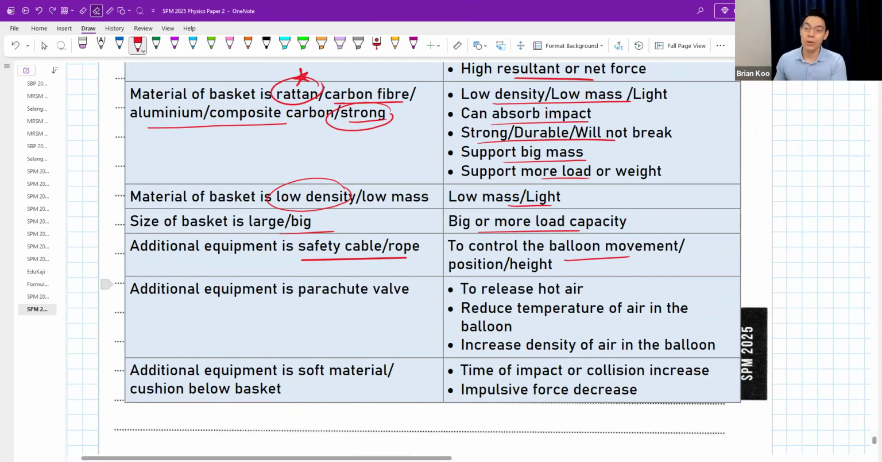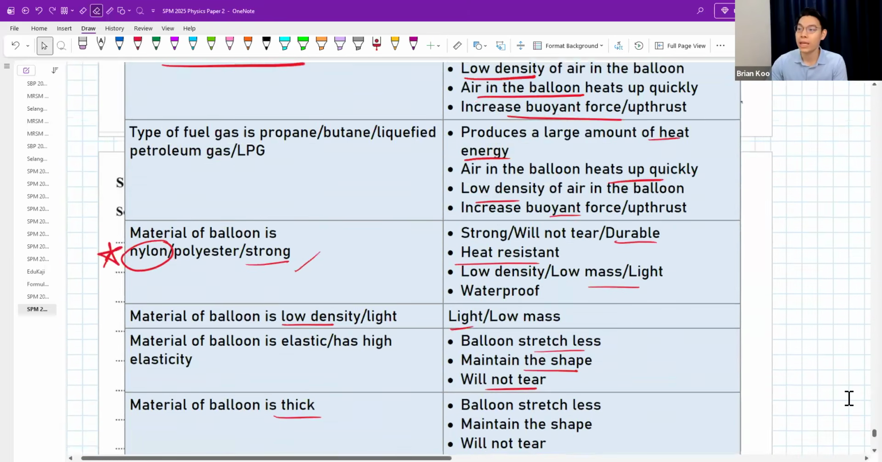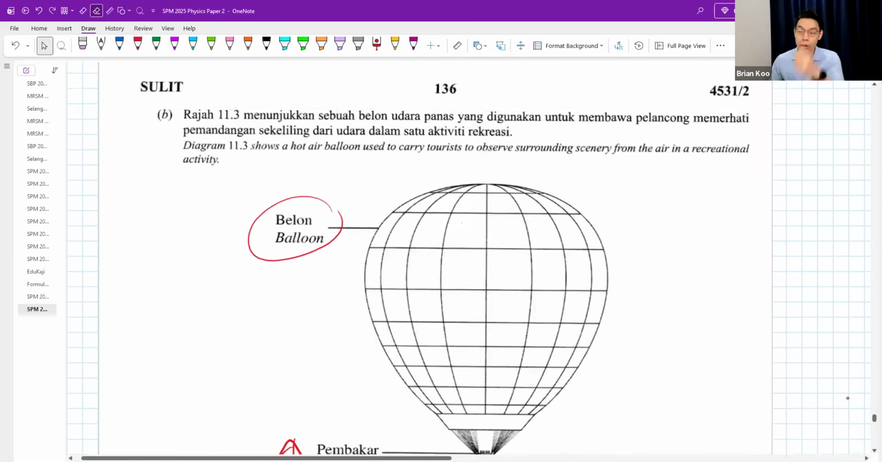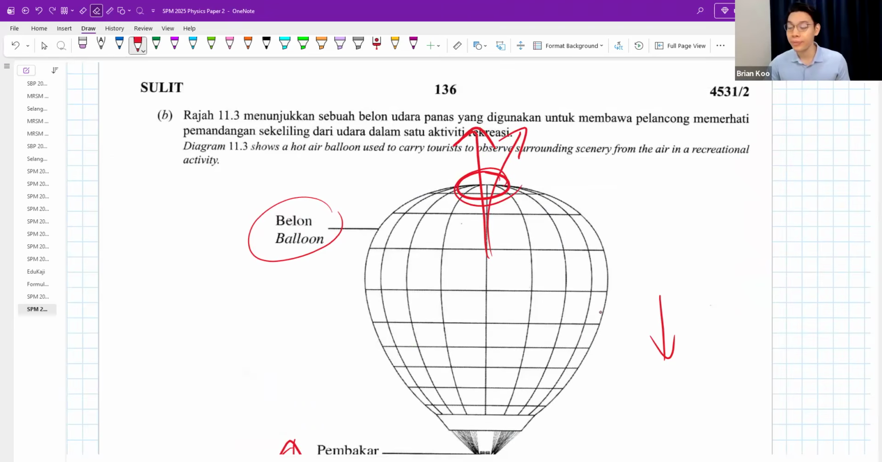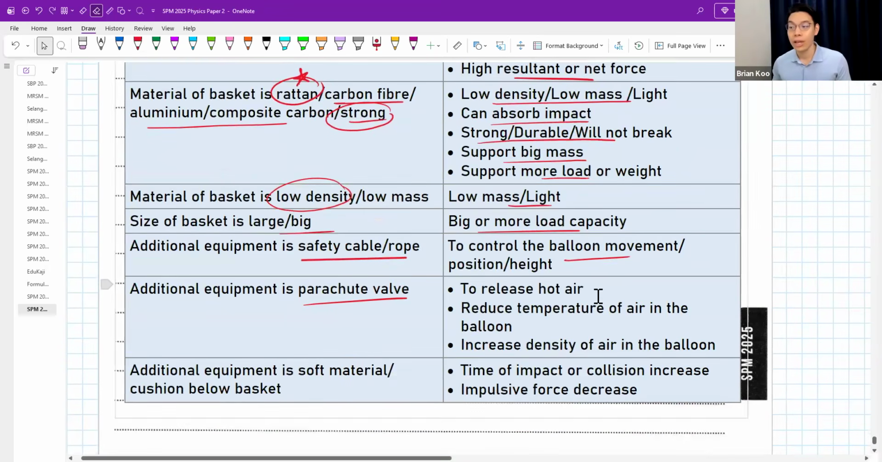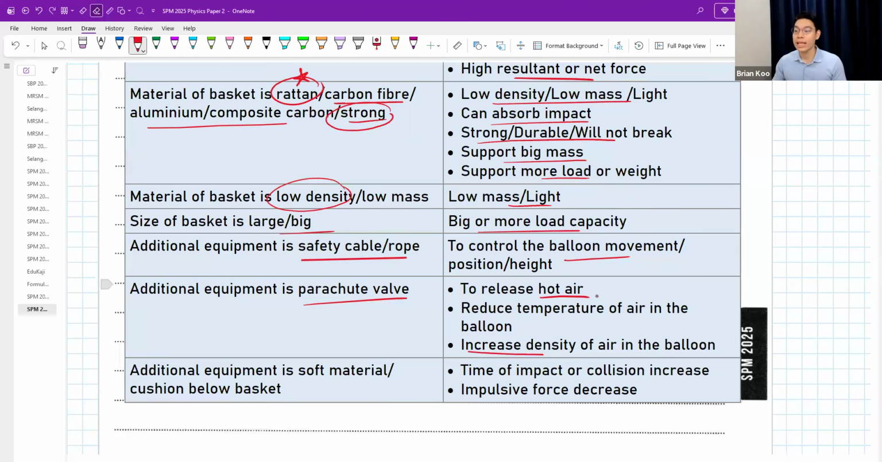Okay, we also need a parachute valve. A parachute valve is an opening at the top here. You can open this valve to let out the hot air. Let's say you want to go down already. Let's say the hot air balloon ride is over, and then you want to come back down. We need to release some hot air by opening the parachute valve at the top. To release hot air, to reduce the temperature of air in the balloon, to cool it down, to increase the density of air in the balloon so that it can fall down faster.